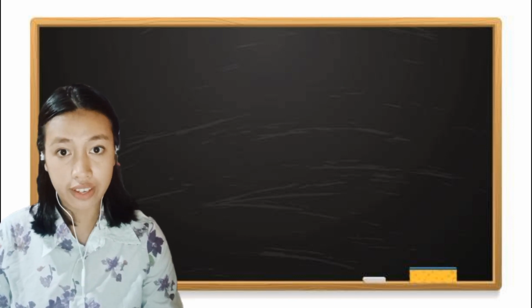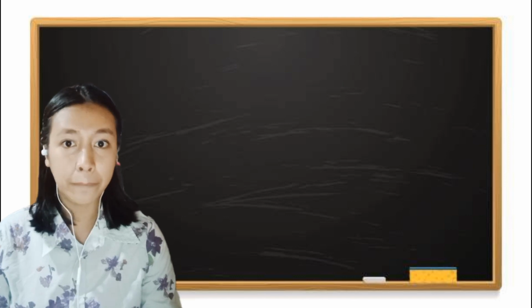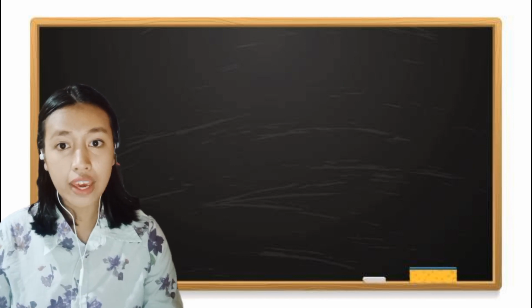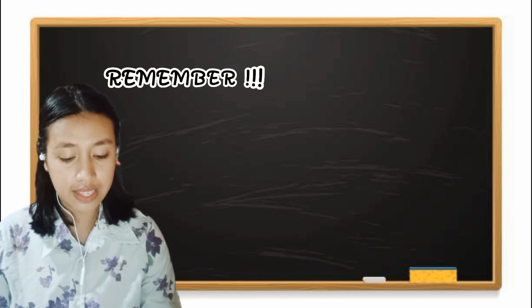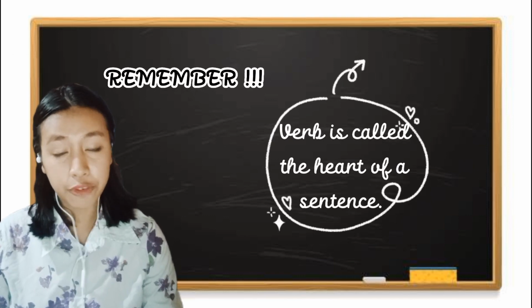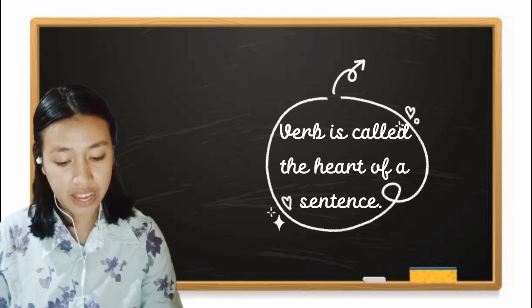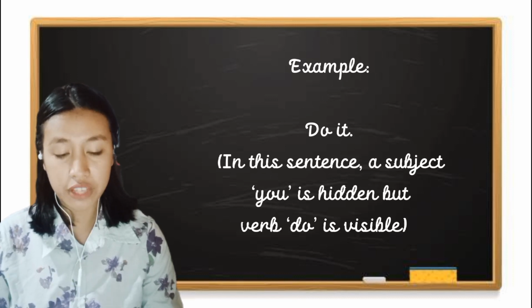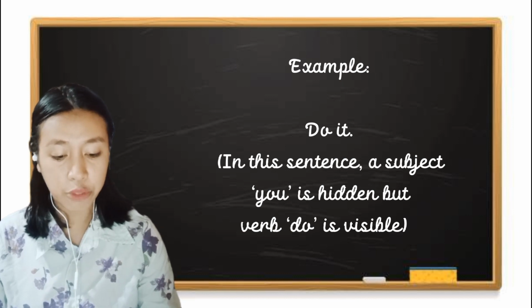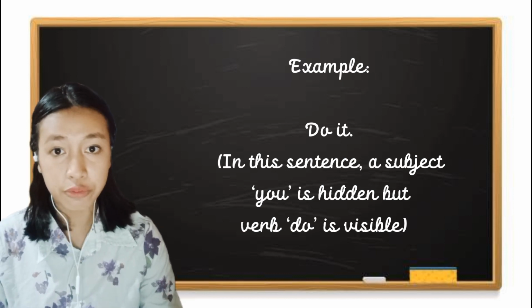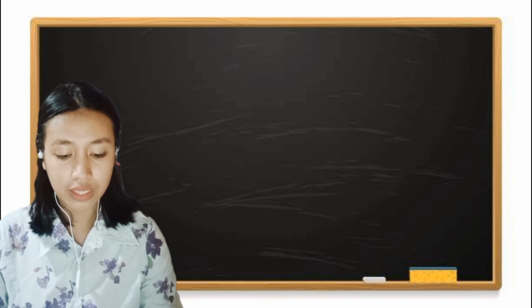Sometimes the subject is hidden, but remember that even if the subject can be hidden, the verb must be visible in the sentence. Remember that the verb is actually the heart of a sentence. We have an example here. Do it. In this sentence, the subject you is hidden, but the verb do is visible.